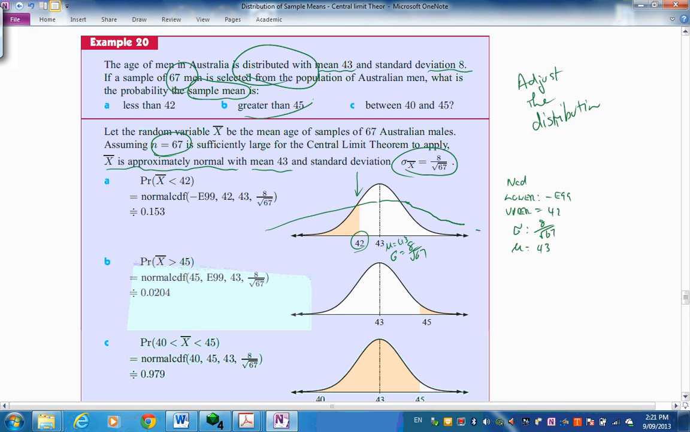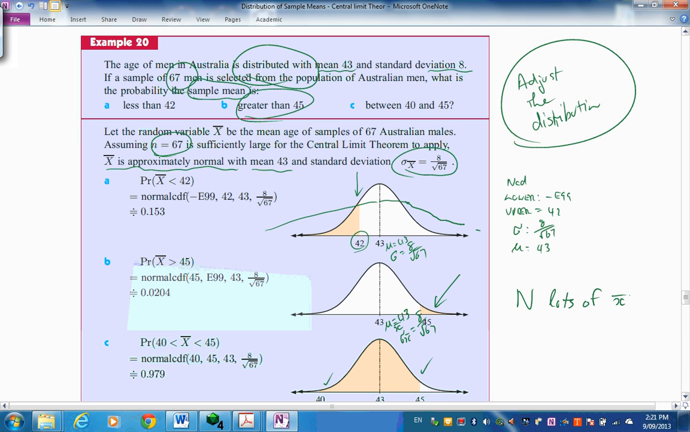Okay, what about greater than 45? Well, it's the same thing. It's this upper tail. Just remembering the mean is 43, the mean of the x bars, and the sigma of the x bars is the one that changes, 8 over root 67. Okay, don't forget, adjust the distribution. Okay, between 40 and 45, same thing. It's all worked out on a distribution of what we expect the sample means to be if we did it n times, big N lots of x bar 67. So we take 67 people, find the mean, and then do it many, many times, and we would get this sort of distribution.